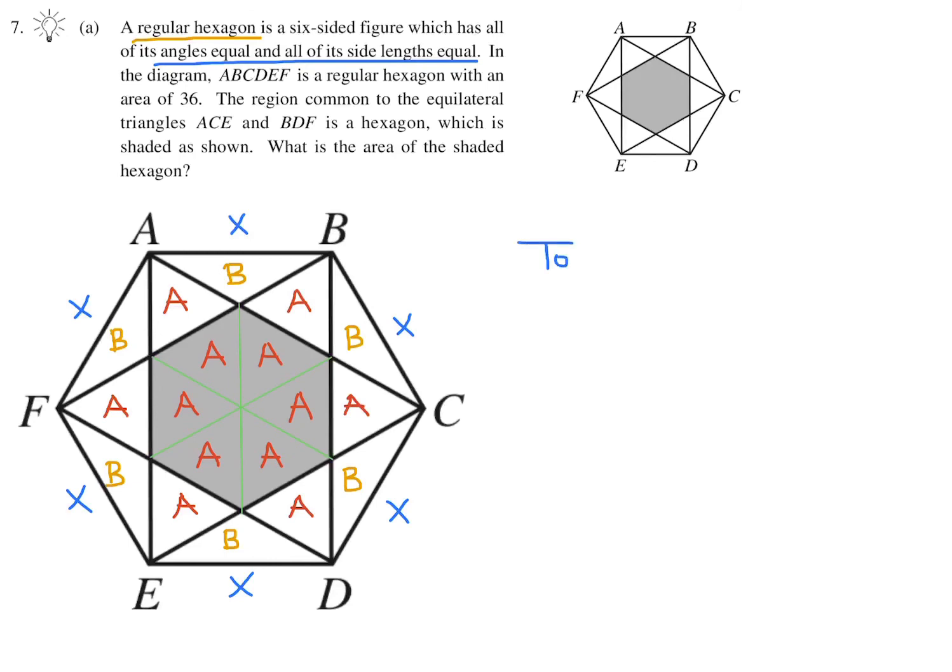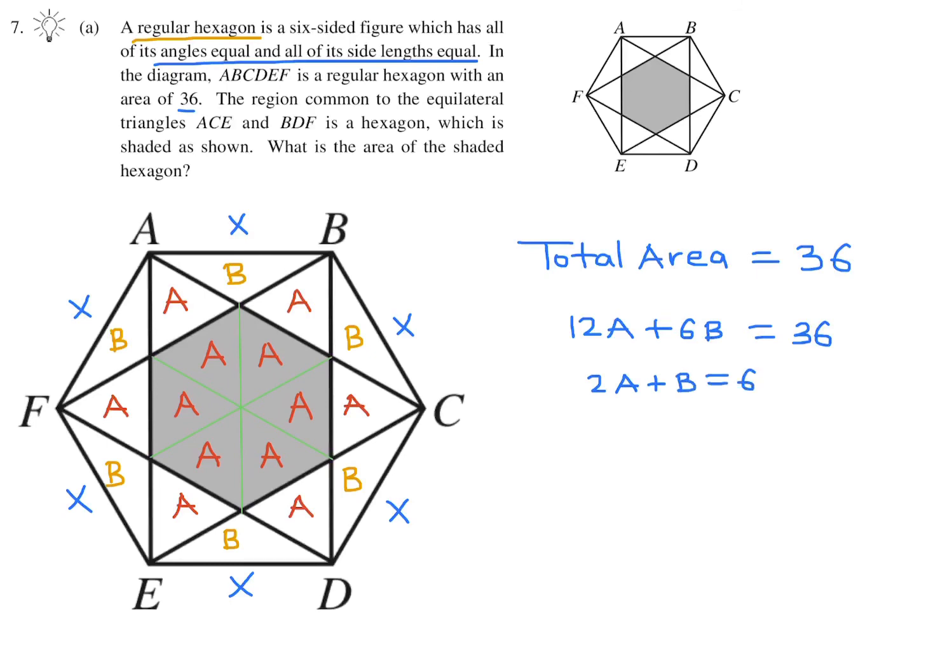Now the total area of this entire shape, they tell you, is 36 right here. Now, in terms of my A and B, what is it? Well, how many A's do I have? I've got 12 A's. So 12A. And how many B's do I have? I have 6 of those. So 12A plus 6B is equal to 36. I can simplify this a little bit, divide through by 6, and I'll get 2A plus B is equal to 6. Okay, so that's the first part.